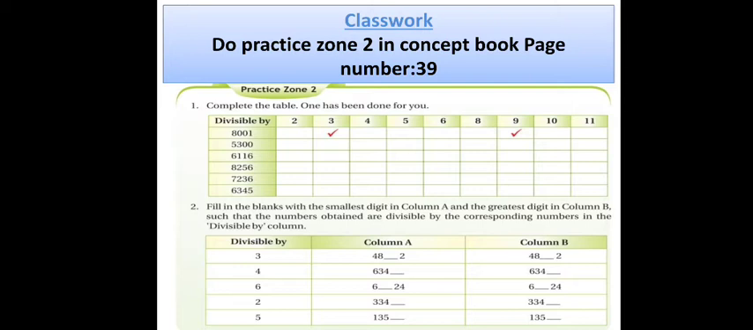You have to choose a number which is divisible by 3. Next, you have to choose a number which is divisible by 4. Similarly for 6, 2 and 5. Complete the two questions.